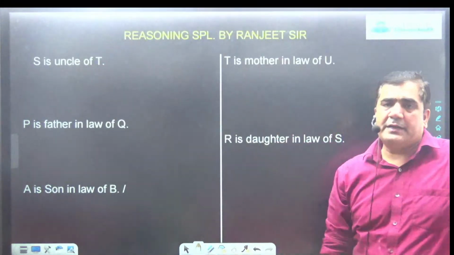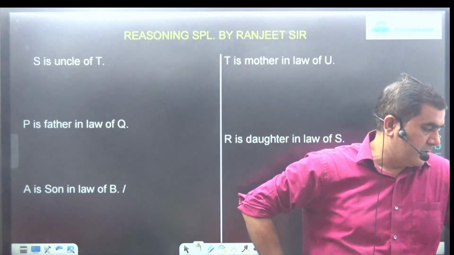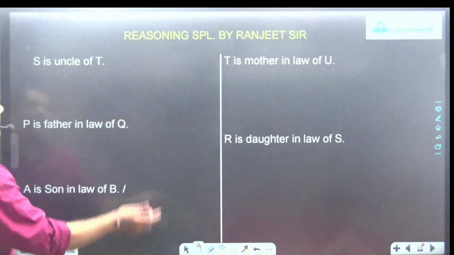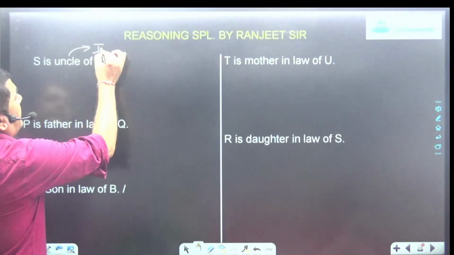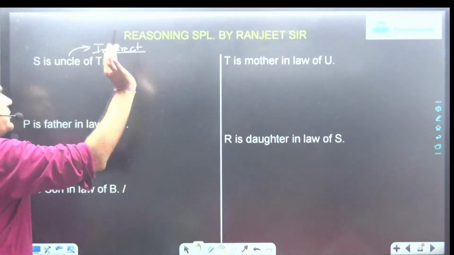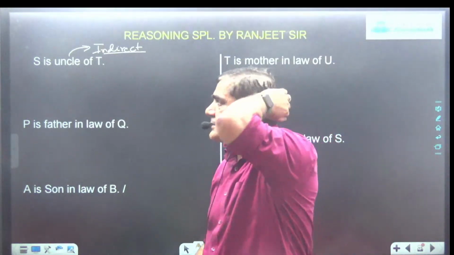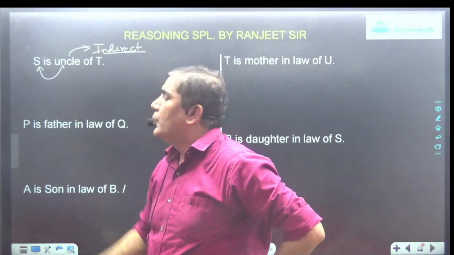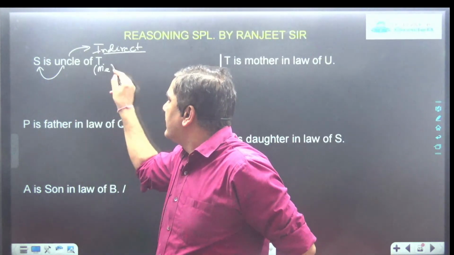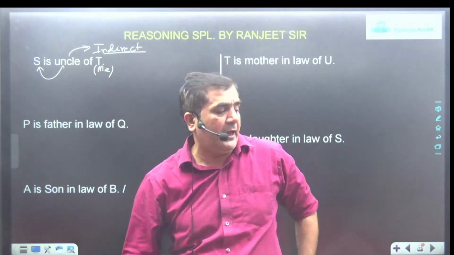Okay. Now suppose the example says S is uncle of T. How to plot this one? Let's talk about indirect relations. Whenever any indirect relation like uncle is going to come, the best way to plot it is to always introduce yourself in the problem. Here they are saying S is the uncle of T. So who is uncle? S. If S is uncle, I will assume myself as T. I will become T and my uncle will be S.